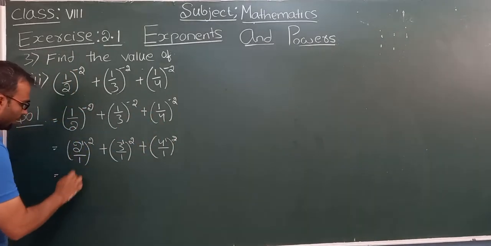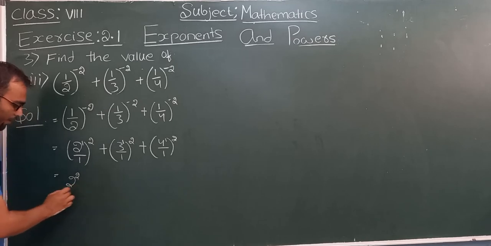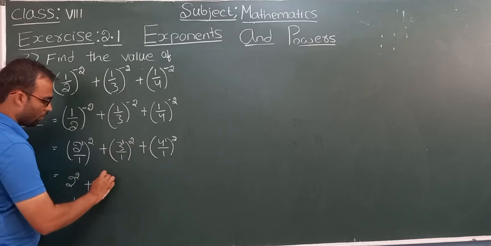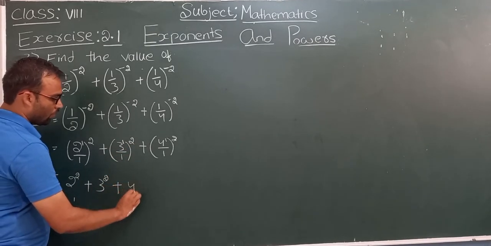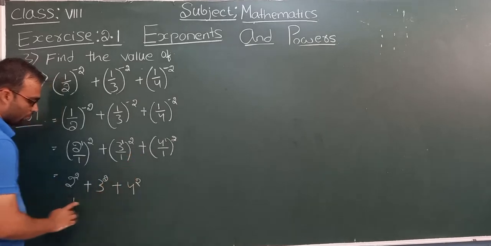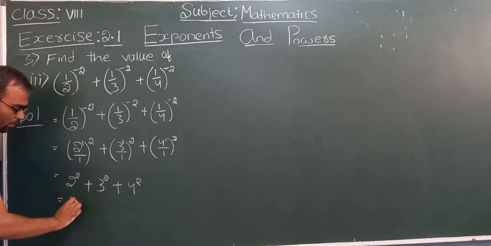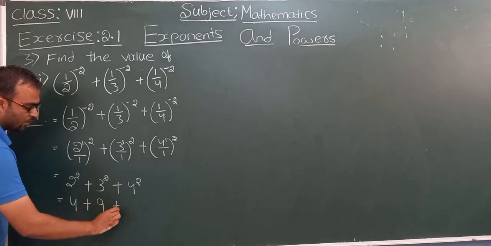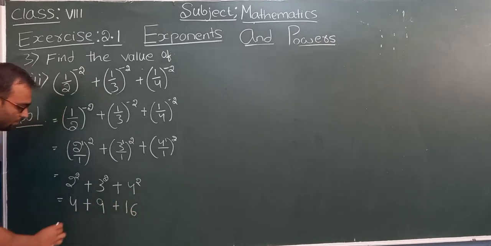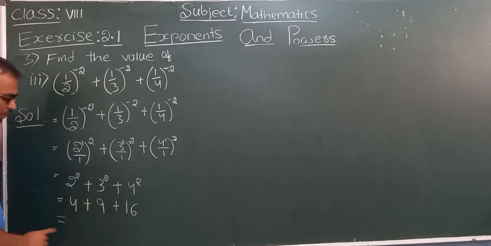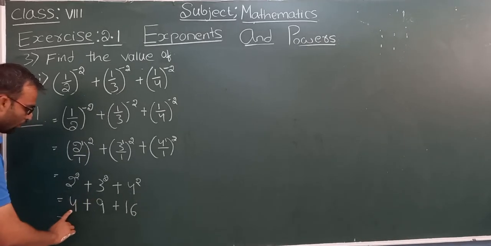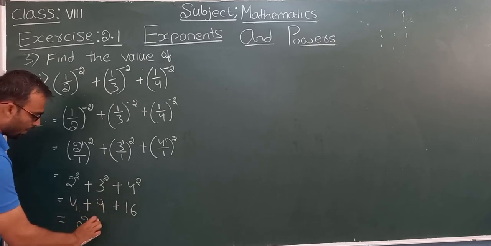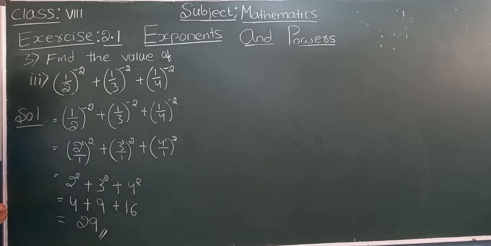Okay. 2 to the power 1 twos are 2, so you can write divided by 1, or else you can leave this, plus 3 to the power 1 into 2, plus 4, 1 twos are 2. Then 2 twos are 4 plus 3 threes are 9, 4 fours are 16. Then when we add all these, 4 plus 9 is 13, 13 plus 16 will be 29. Okay, so this is the solution for the third problem.